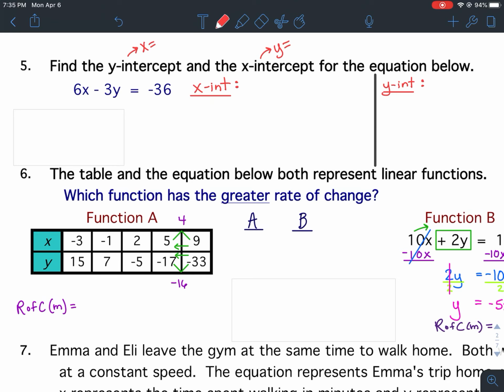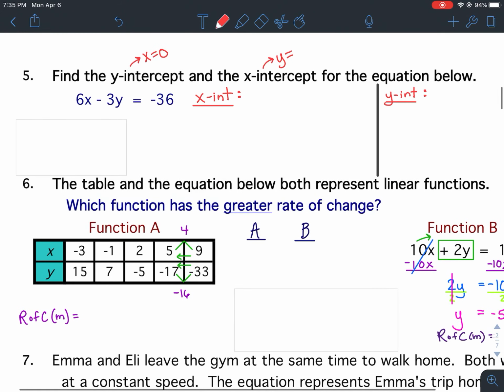Remember, when you are finding the y-intercept, how many times have I said the y-intercept is the value of y when x is 0? The y-intercept is the value of y when x is 0. So in other words, in order to find the y-intercept, we know that x is 0. Well, it's the same thing for the x-intercept. Well, opposite, I should say. If we're finding the x-intercept, then y has to be 0.